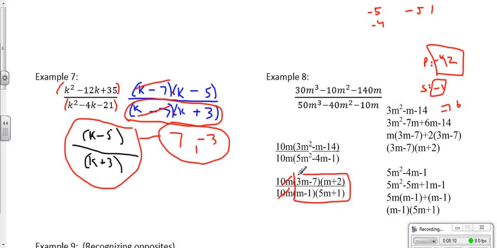Now if we're going to go back and decide what our excluded values are, our excluded values would be in the original, right here before we cancel anything out, when it's in complete factored form. So m cannot be 0, m cannot be 1, and m cannot be a negative 1, and don't forget, divide by 5. So those are our 3 excluded values. Okay.